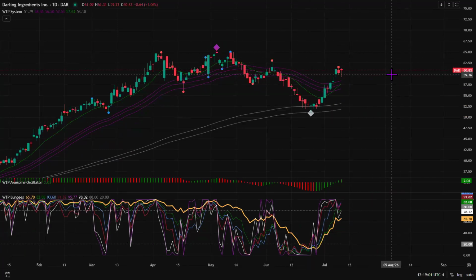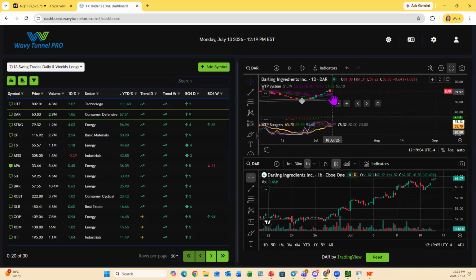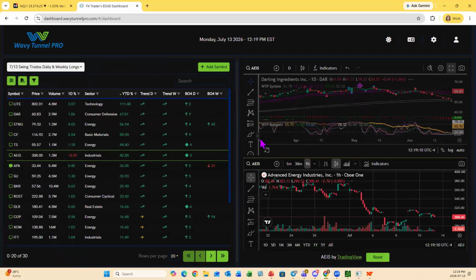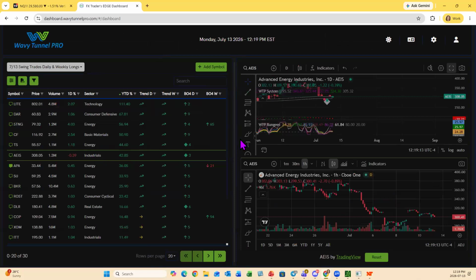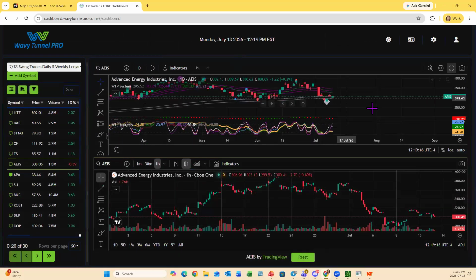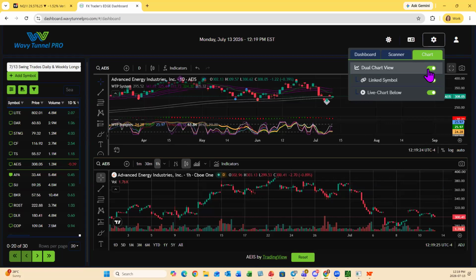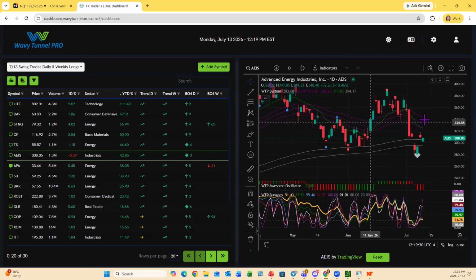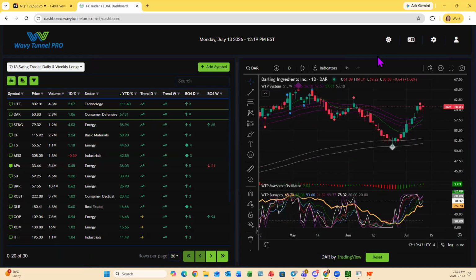I'm going to show you something else. Let me move this over here. I can, let me just get rid of this. I want to show you something else. Dual chart view. I'm getting rid of the dual chart view so I can just show you the daily. And I just clicked on a different symbol. So let me get back to DAR. But this is another beautiful chart. Okay.